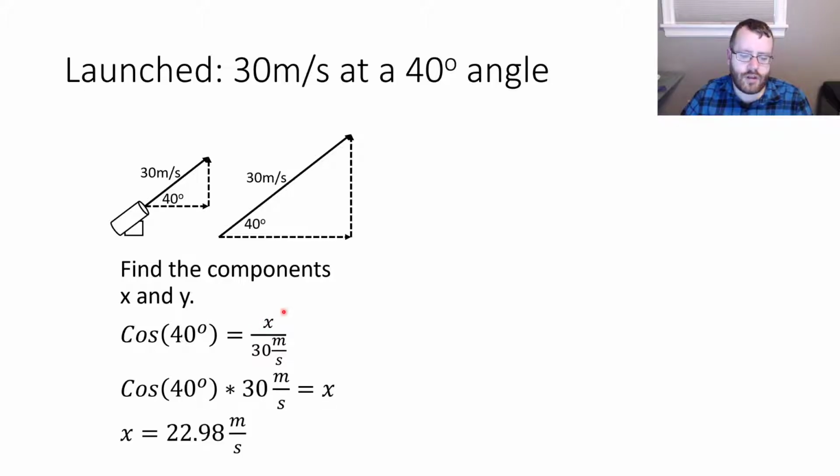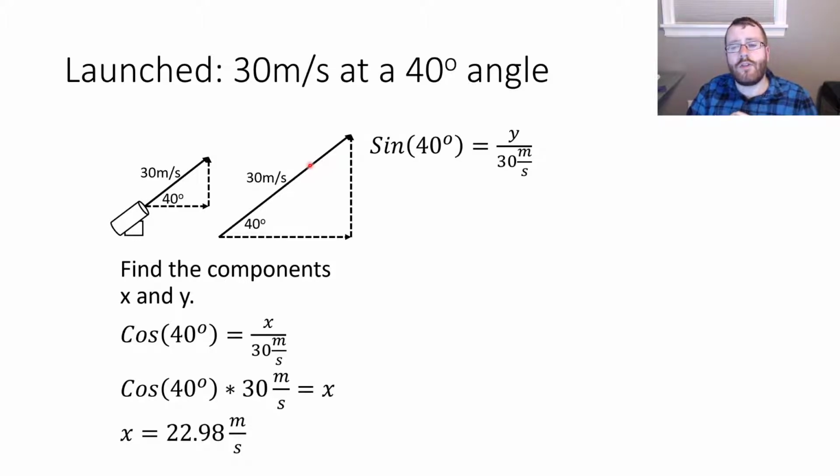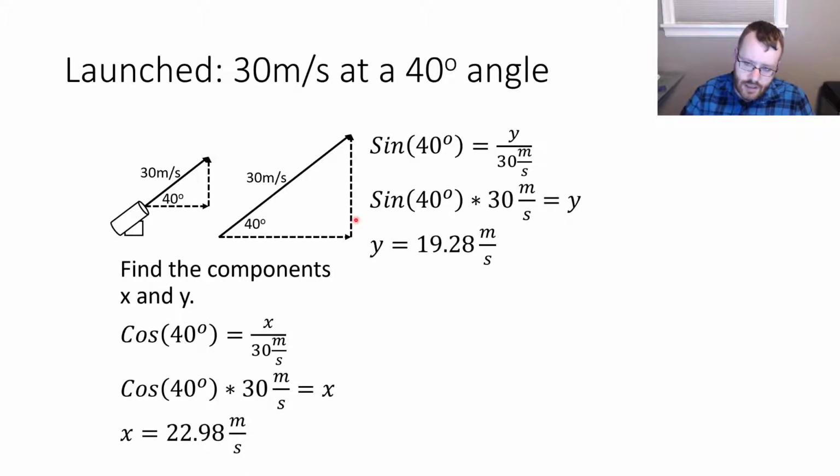So solving for X, we get 22.98 meters per second. So that is the speed in the X direction at the start of this problem. Now for the vertical direction, or the Y direction, we're going to be using sine. Again, solving for Y, we get 19.28 meters per second. These will be our initial speeds in the X and the Y, because these are the speeds that it's fired at. This is why we resolve vectors.